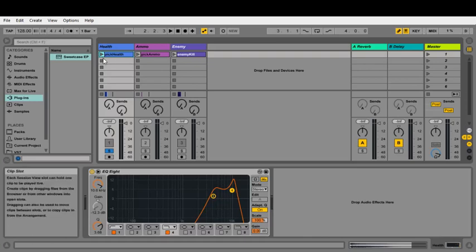So I'm going to demonstrate the sound before the EQ filter was applied, and this is after.